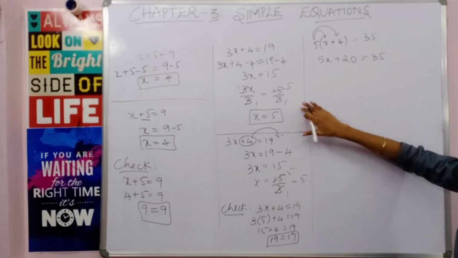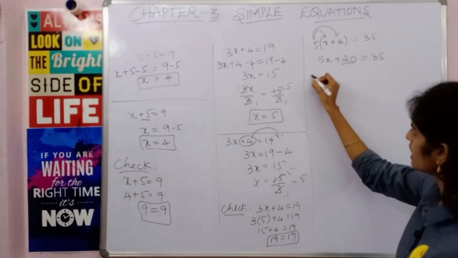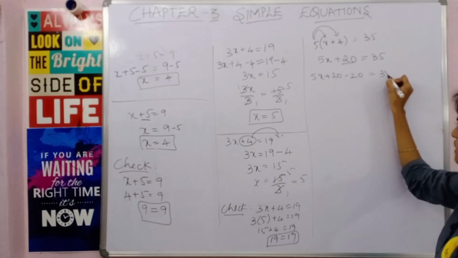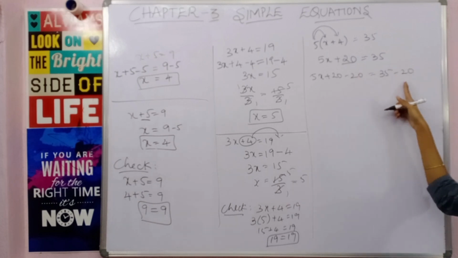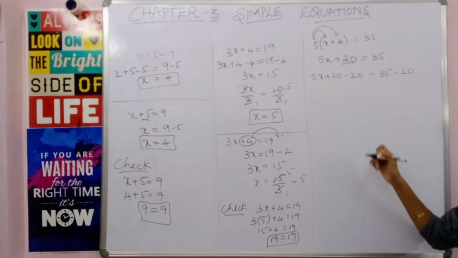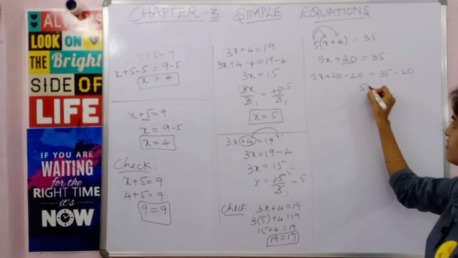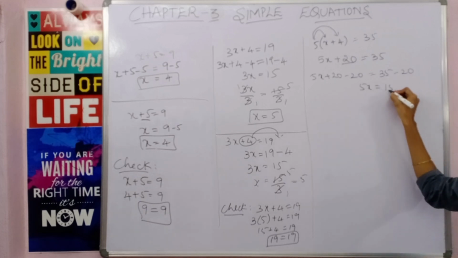Okay, so without transposing, firstly I have plus 20 here, so you will subtract 20. So it is 5x plus 20 minus 20 equal to 35 minus 20. Since you are subtracting 20 from LHS, you will also subtract 20 from RHS. So 5x plus 20 minus 20 gives you 0. So this is 5x plus 0 is 5x. Now 35 minus 20 is 15.